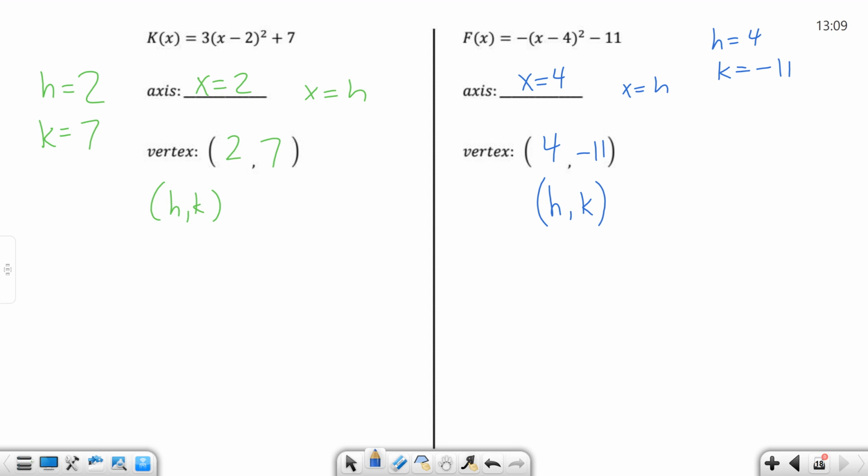So I hope this helps out with the axis of symmetry, the vertex, and the x and y intercepts for quadratic functions.